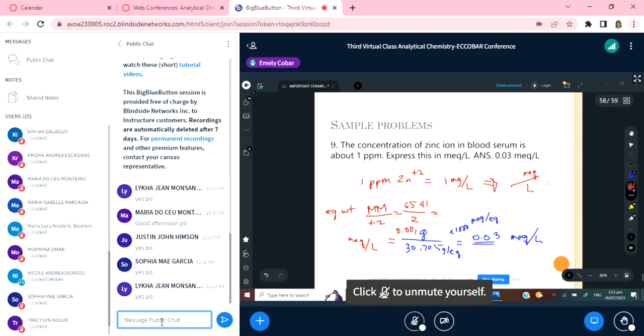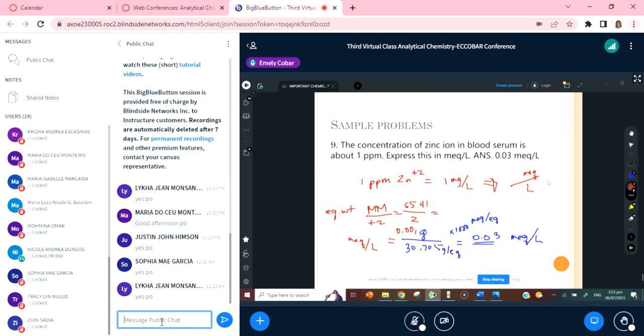Meron ba ako? Sorry, tinitignan ko lang yung aking blood chem. Blood chem. Potassium. Ayun. Okay. So, merong unit na millimole per liter. Okay. O kaya ay MEQ per liter.